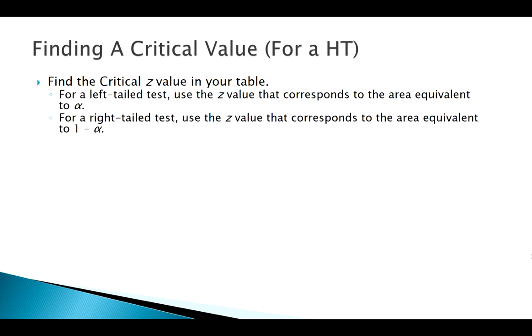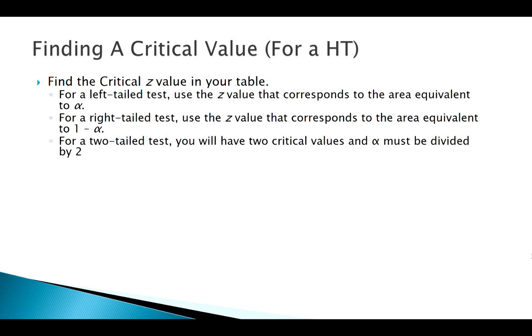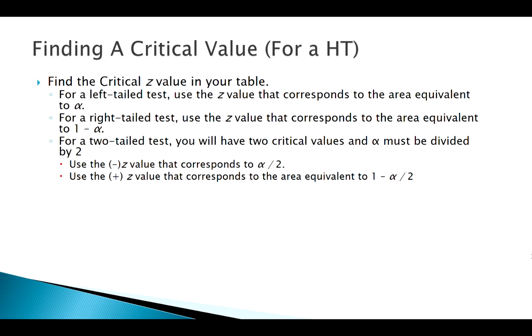Right, if it's a right-tailed test, we'll have a positive z value that represents the area to the right of it equal to 1 minus alpha. For a two-tailed test, we'll actually have 2, and we have to divide alpha by 2. So you'll actually have two critical values. The one to the left will be negative, and it'll correspond to the area alpha over 2. Your positive critical value will correspond to the area 1 minus alpha over 2.